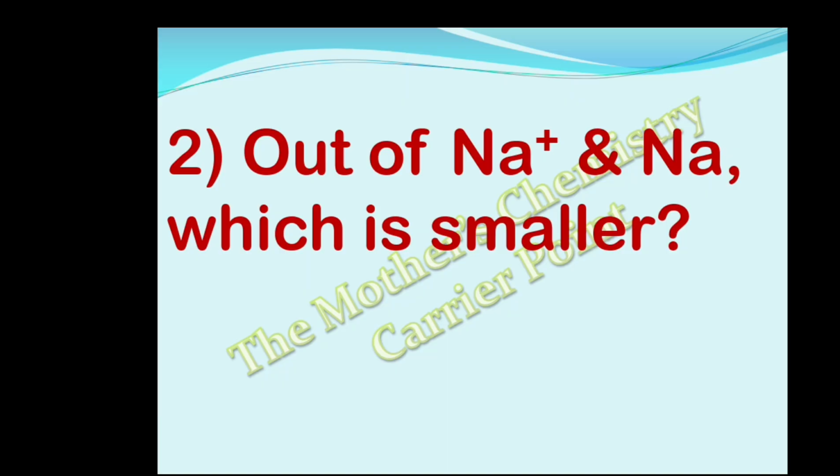Out of Na+ and Na, which is smaller? Na+ is smaller because here 10 electrons are attracted by +11 nuclear charge, but in case of Na, 11 electrons are attracted by +11 nuclear charge. So, as a lesser number of electrons are attracted in case of Na+, it is smaller than Na.